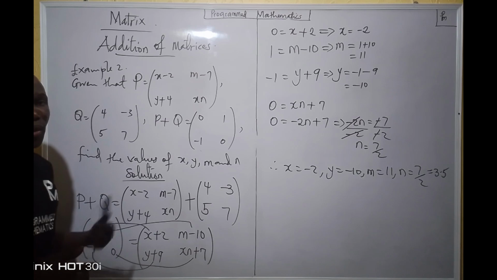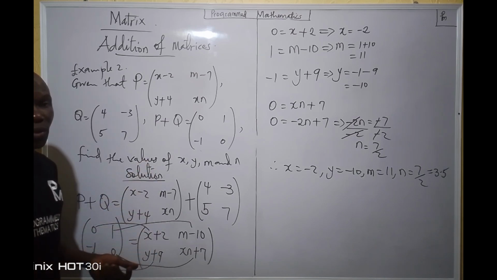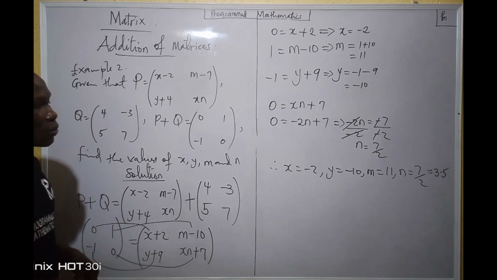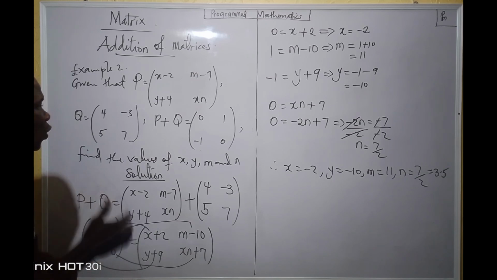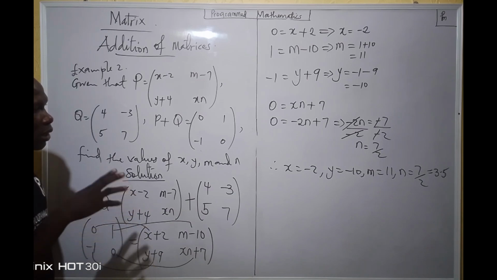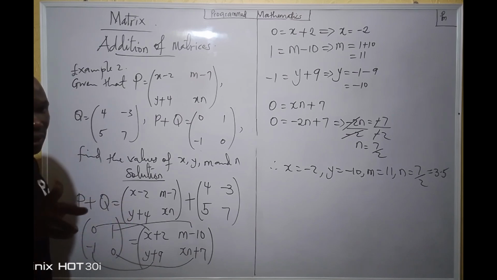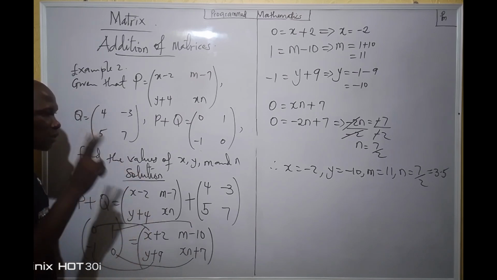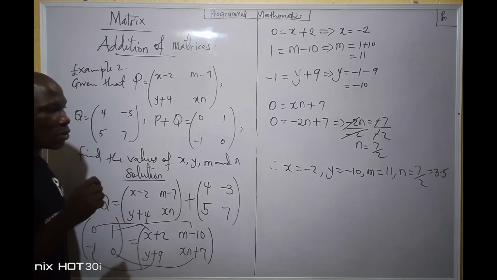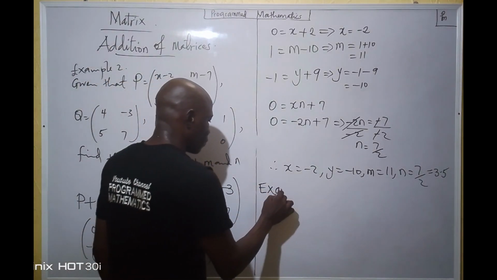Now, there can be other questions on addition of matrices similar to this. Some might lead you to simultaneous equations where you have to solve for some set of values. So it's important for you to know that any two given matrices can be added together the moment they have the same order. If the orders are not the same, then they cannot be added together. Now let's take this other example as well.